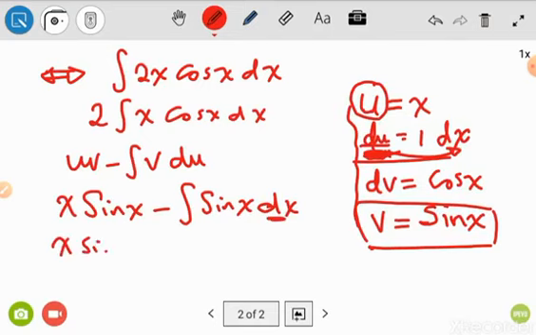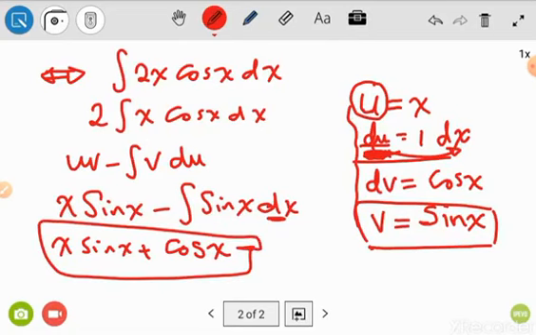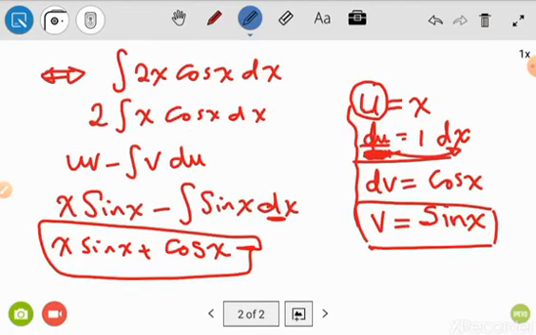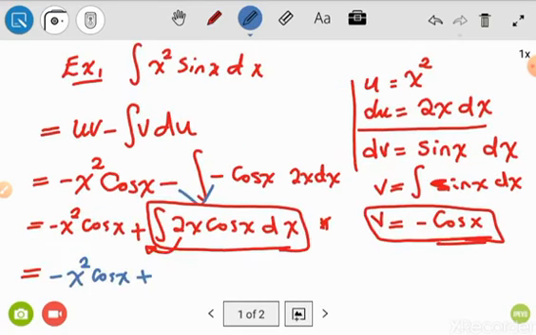So x sine x minus the integral of sine x, which is negative cosine x, and negative times negative is positive cosine x, and we will not put C here. But to write my final answer, I will return back to the previous slide and then write the final answer: negative x squared cosine x, then plus this answer here, which is x sine x plus cosine x, and this all plus C.